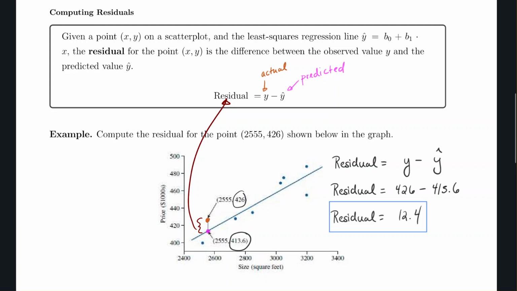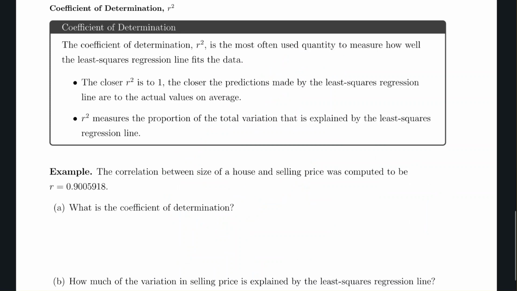So keep in mind, residual is actual minus predicted y value. Our final topic of this video is the coefficient of determination, which we indicate with r squared. Really quick before we go forward, where have we seen r before? Remember, r is the correlation coefficient that we learned to calculate earlier. So this coefficient of determination is just that correlation coefficient r squared.